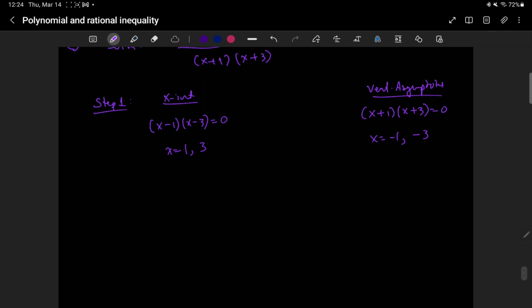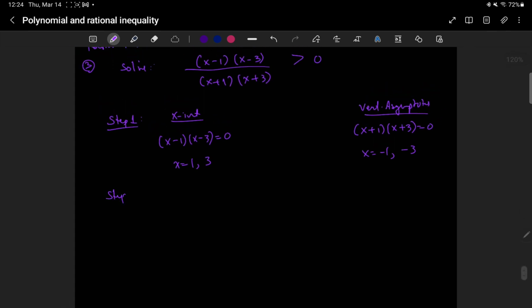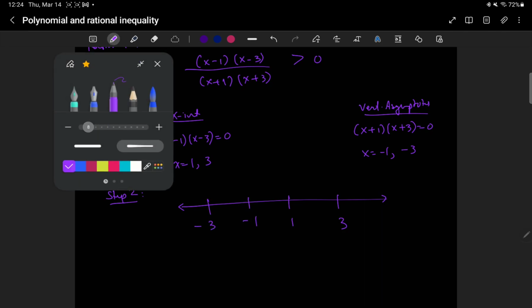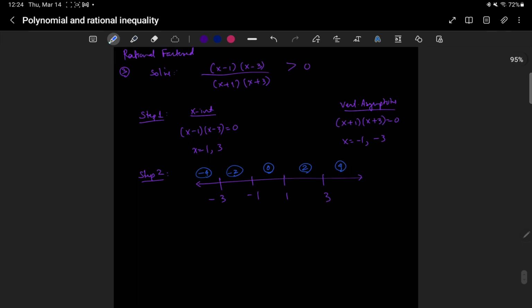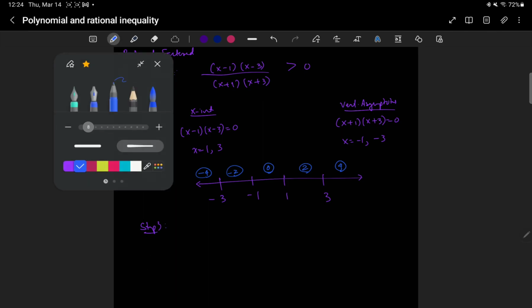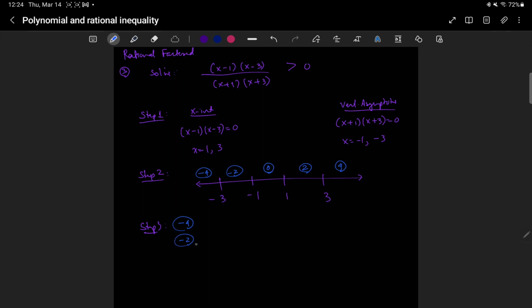So again, if it's factored, we are saved the work of factoring. Step 2 is, now instead of just plotting the intercepts, that is the zeros, we will plot all 4 points. So we have 1, 3, -1, -3. And now when you're picking test points, there's going to be way more test points. So pick 0, 2, 4, -2, -4. And step 3, again, a bit tedious. You have to check for all of these numbers: -4, -2, 0, 2, 4.